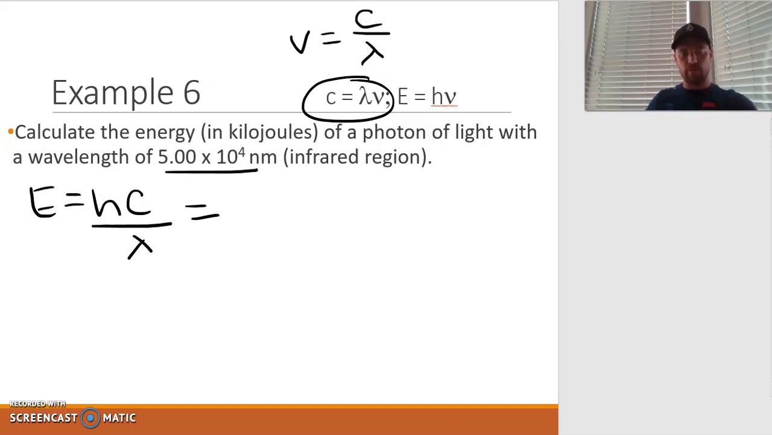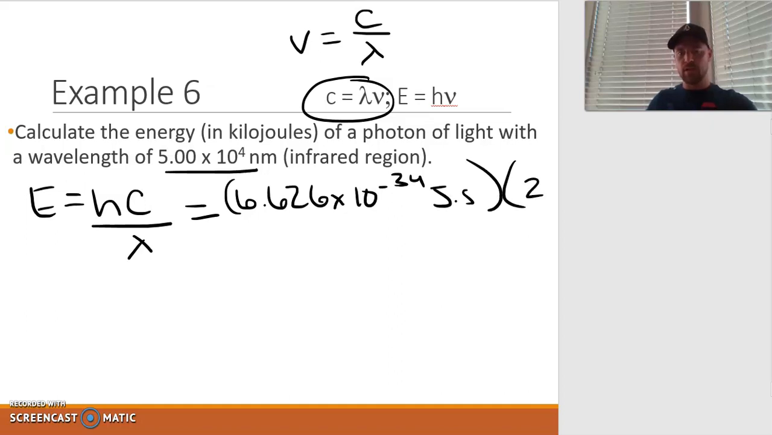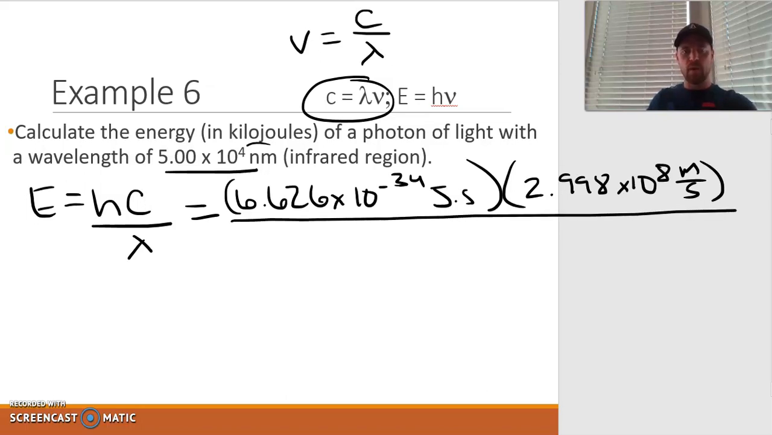And so I'm going to solve this by plugging in h, which is Planck's constant, 6.626 times 10 to the negative 34th joule seconds, times the speed of light, 2.998 times 10 to the 8th meters per second, and then divided by my wavelength. Now notice my wavelength is in nanometers. I need to convert that to meters. Let's do the same thing that we did before.